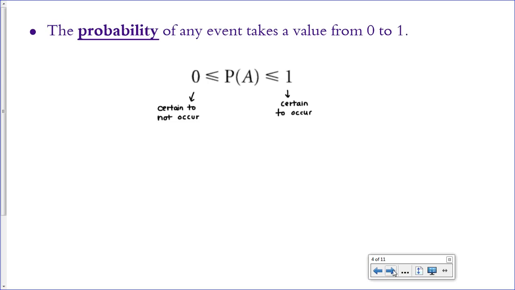Some facts about probability. The probability of any event is going to take a value from 0 to 1. 0 means certain to not occur, and 1 means that it is certain to occur, and then every value in between for probability. So we tend to leave them as fractions like 3/5. You should never get a fraction with a value greater than 1, like 5/3. That would not be a reasonable probability.